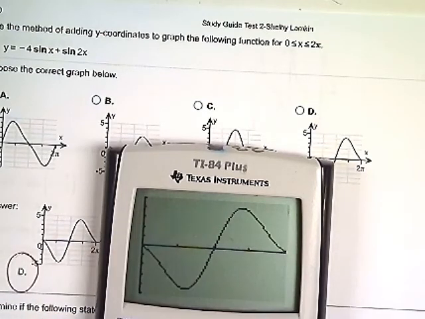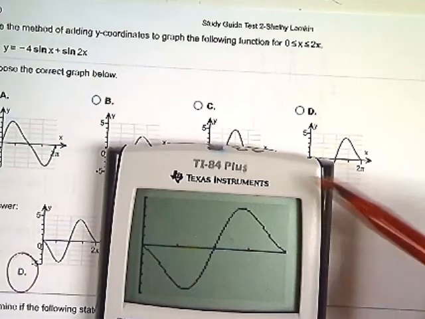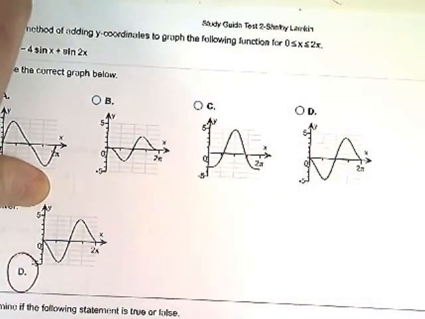So there you go. That answer choice is going to be D. So if you use your window settings, you can get your calculator to do this for you.